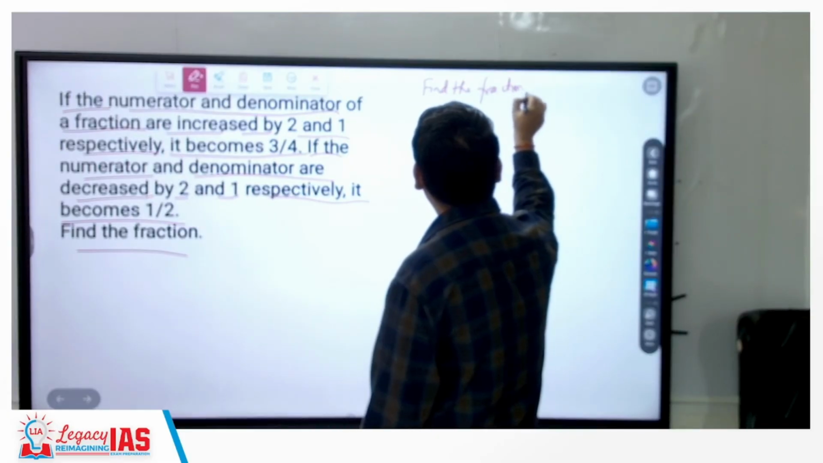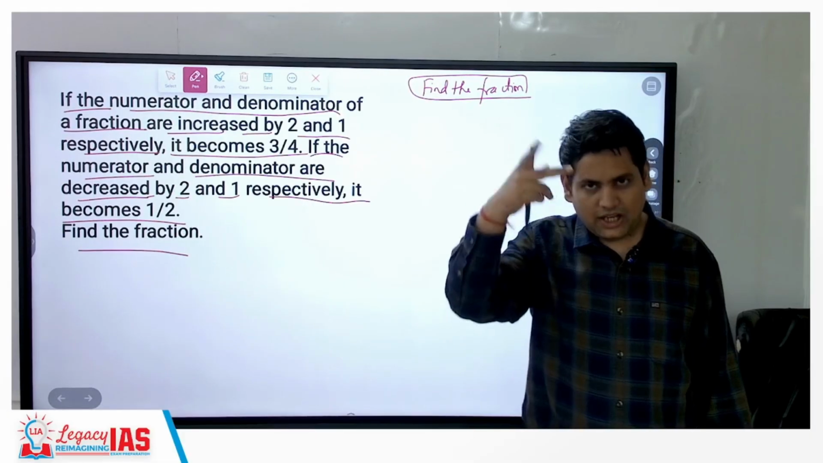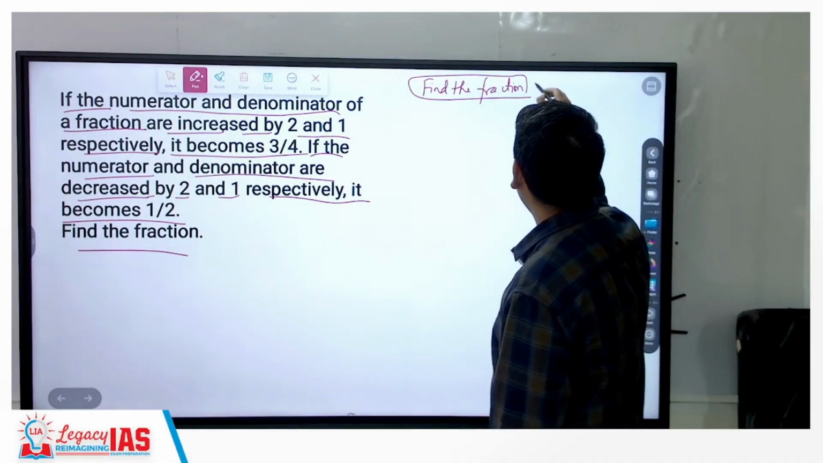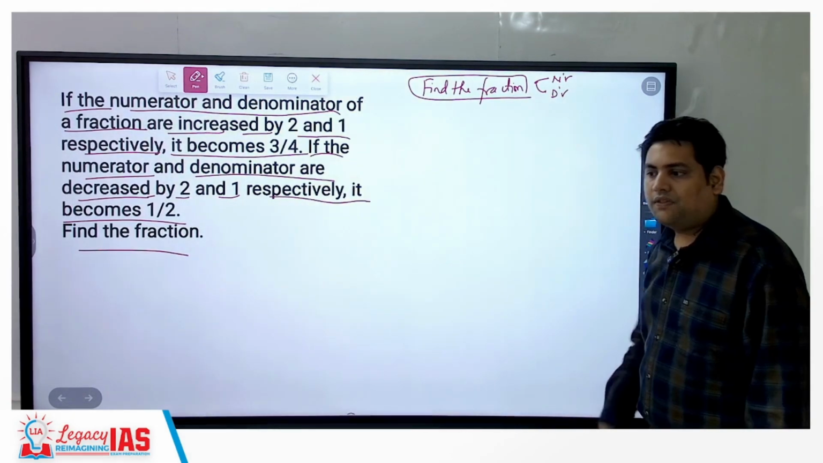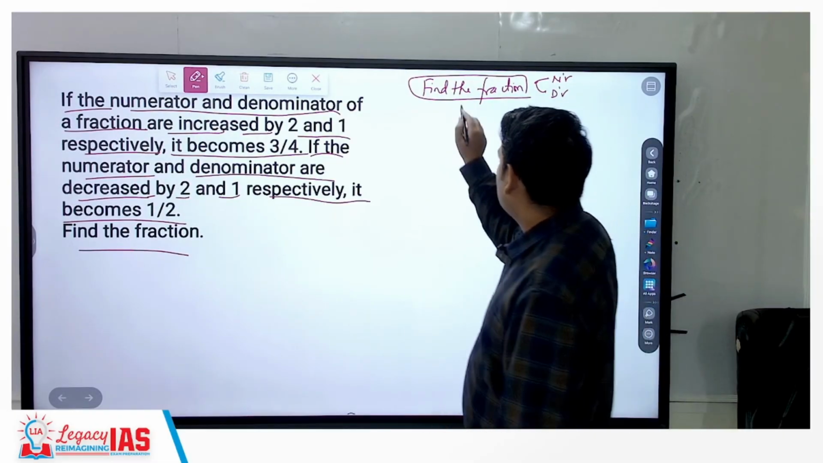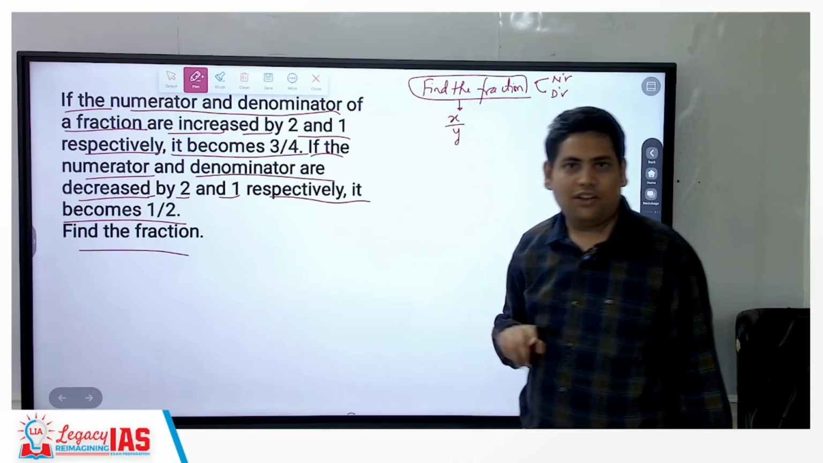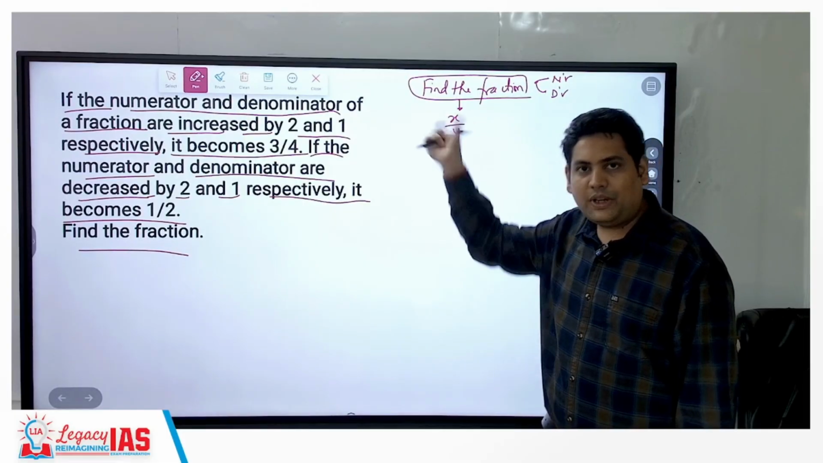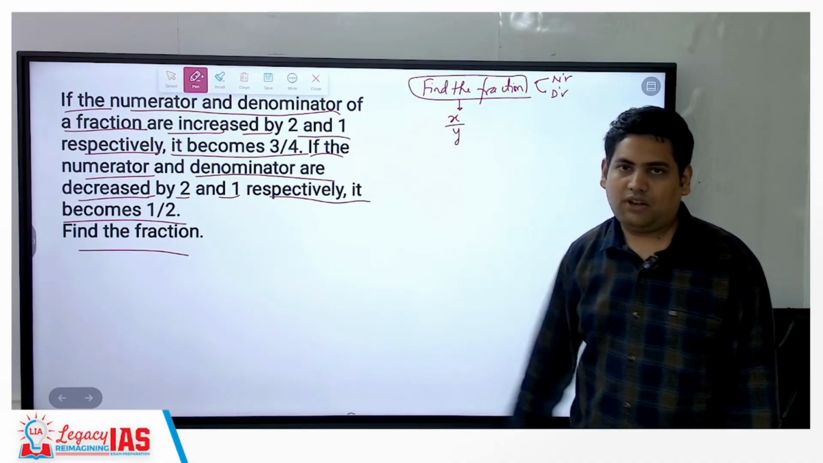Now, what does a fraction look like? A fraction looks like 2 by 3, 2 by 7, 8 by 9, like this. So there are two quantities to it that we usually call numerator and denominator. Now, it says find the fraction. So we don't know both parts of the fraction, correct? So I assume it to be x by y. Understood? These are the two variables. Numerator is unknown, I assume it to be x. Denominator is unknown, I assume it to be y. So this becomes x by y.